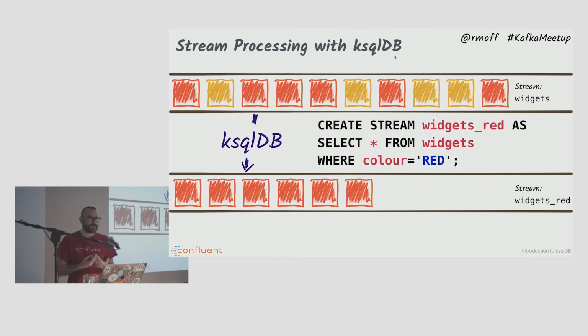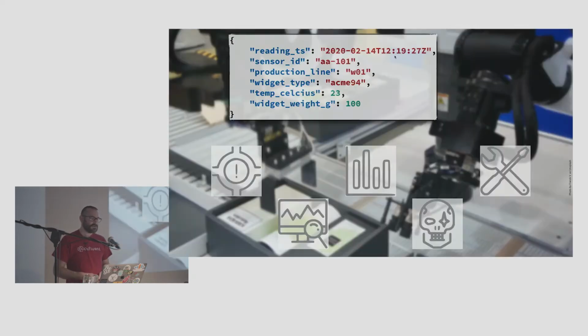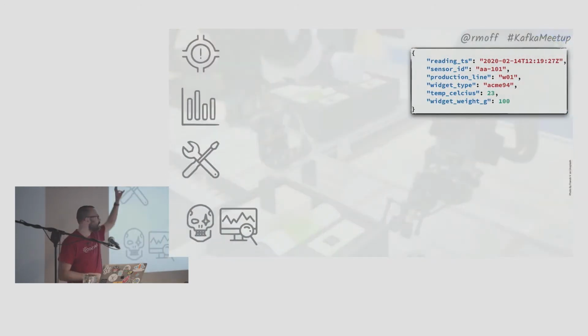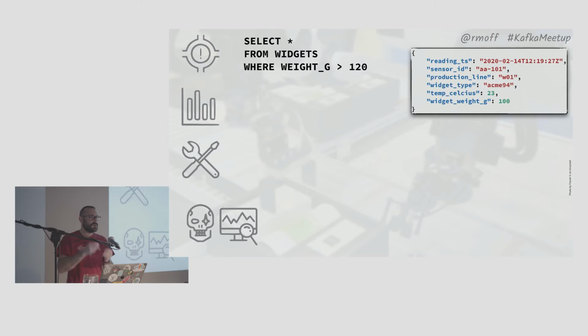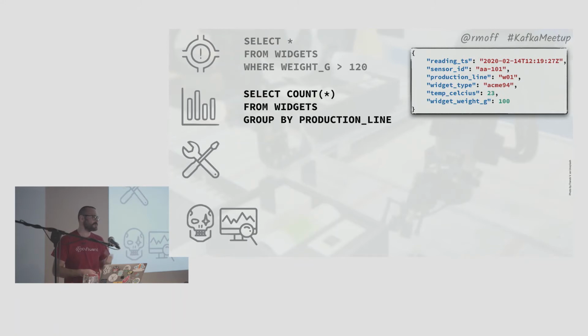Because SQL is a very, very powerful and expressive language. It's a declarative language. So if we think about the data and those use cases that we had for it, well, we want to know about the widgets. If a widget goes over a certain weight, we want to say, select everything from the inbound stream where the weight is greater than a certain amount. That's a SQL statement. We want to know how many widgets we've produced by production line. Well, that's a SQL statement.